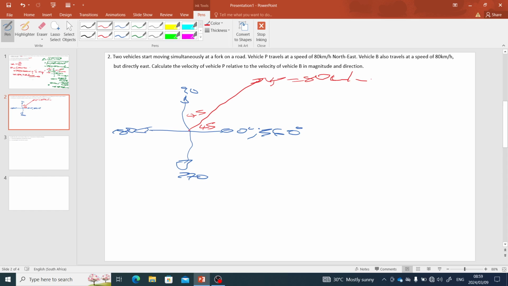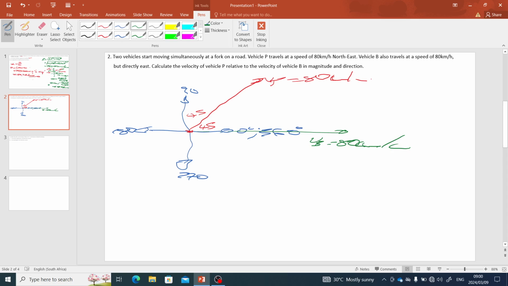Simultaneously, meaning they move from the same point going in various directions. Simultaneous, same point, the point of departure is the same, and they depart from the same point going in various directions. Now let's depict the second vector there. Vehicle B also travels at the speed of 80 kilometers per hour but directly east. B is heading in that direction at the same speed as well. VB, I mean to say, at 80 kilometers per hour.